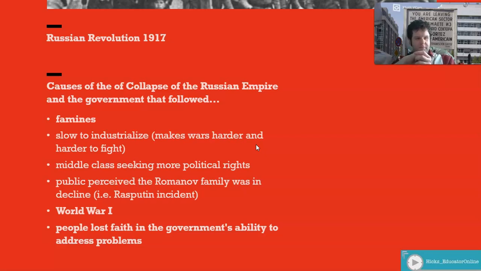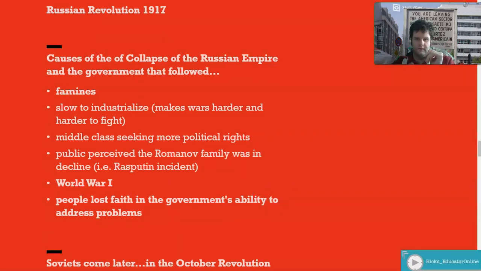The other factors that play a major role is that the public was increasingly perceiving the Romanov family as detached and perhaps not as good of rulers as their God-given right, the divine right to rule, implied they should have been. There's the Rasputin incident, particularly, that really shocked a lot of people's faith in the Romanov family. Then to top it off, we get World War I and continuous famines throughout this time period. And World War I proves to be the nails in the coffin.